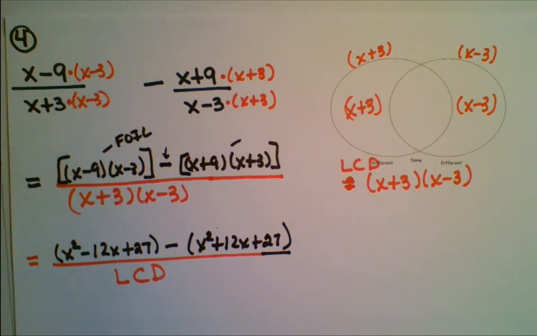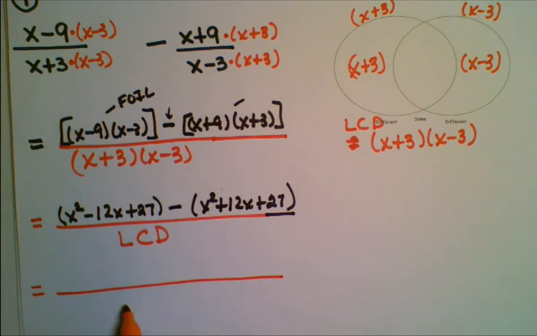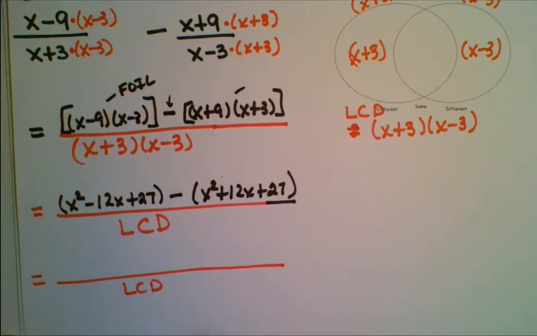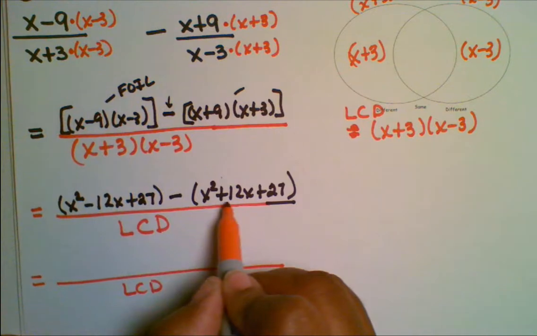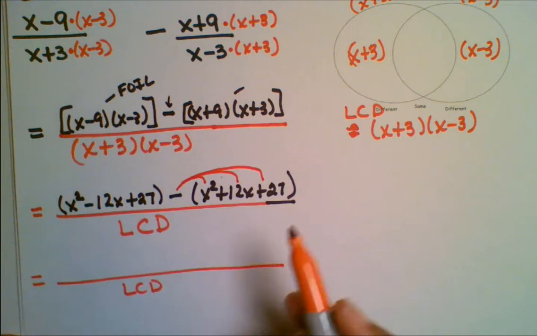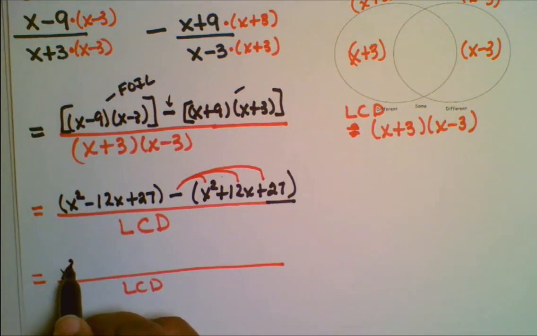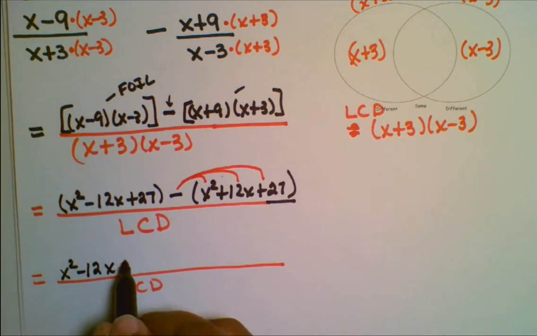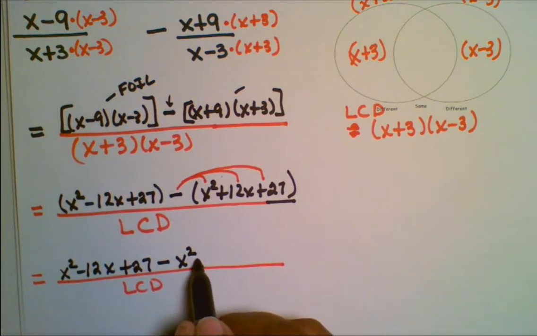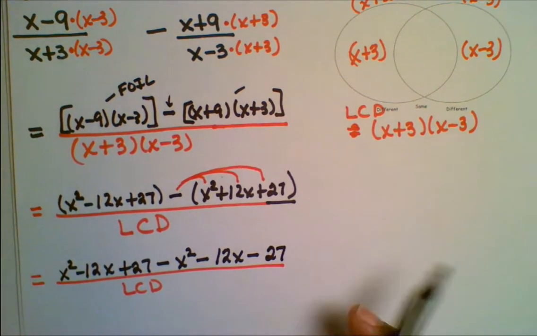So our focus is on the numerator. That's why I'm writing LCD for a second. So to say, yes, we're going to bring the LCD back in, but not just right now. Because we are subtracting the two trinomials, this minus sign, we're going to distribute that to the second parenthesis. So here we go. First parenthesis stays the same, x squared minus 12x plus 27. Then we have minus x squared minus 12x minus 27.